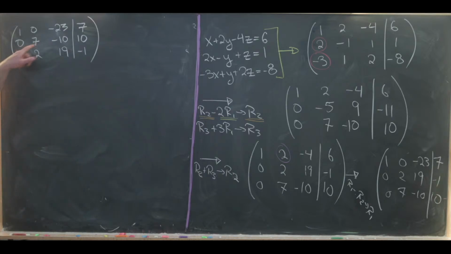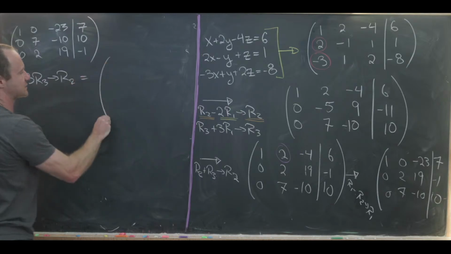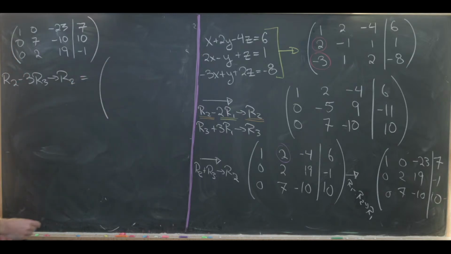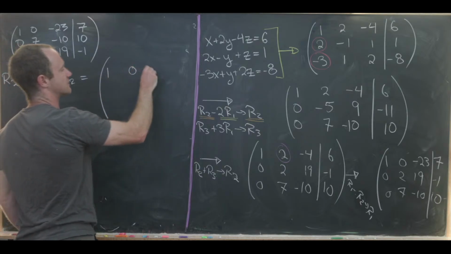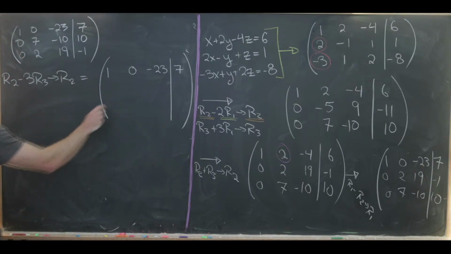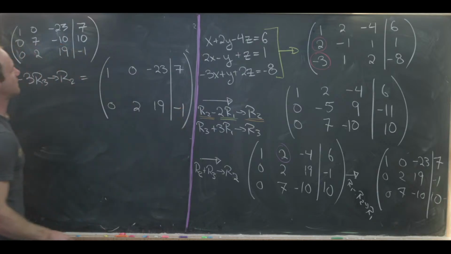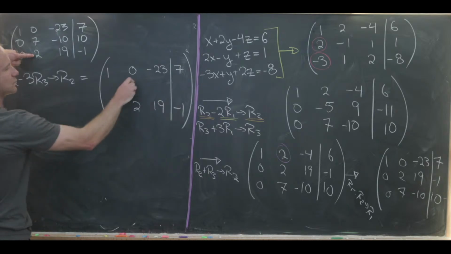Great. And now I have a clear way of turning this 7 into a 1 by subtracting 3 times 2. So let's do that. So we'll do row 2 minus 3 times row 3 becomes my new row 2. Maybe this will be the last one that I do because this is getting to be cumbersome. So 1, 0, negative 23, 7, so that's my first row. My third row is also not changing, so 0, 2, 19, negative 1. And then I've got 7 minus 6 is 1.